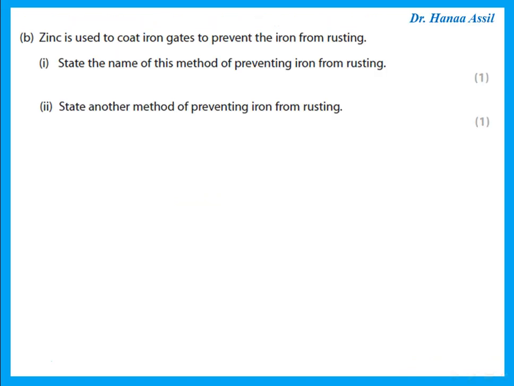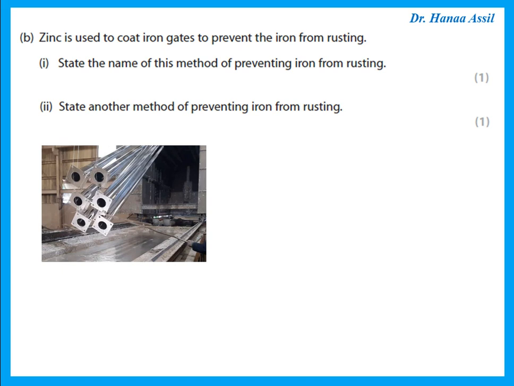Zinc is used to coat iron gates to prevent the iron from rusting. State the name of this method of preventing iron from rusting. We said there are many methods of preventing iron from rusting. One of them is covering the metal with zinc. And we said when we coat the metal with zinc, this method is called what?